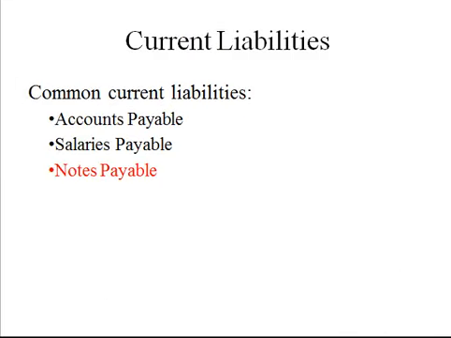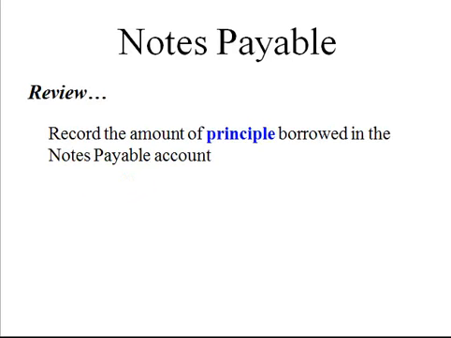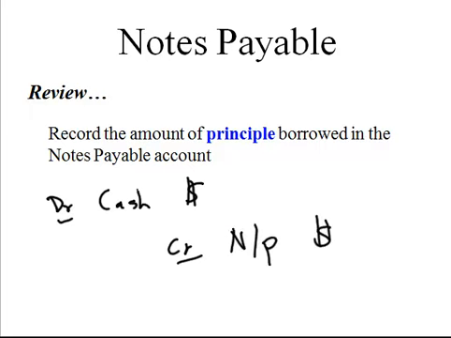Another current liability that's very common are loans or notes payable. Recall that when we borrow money, we record the cash that we borrowed and we credit the liability account for the principal, the amount borrowed.